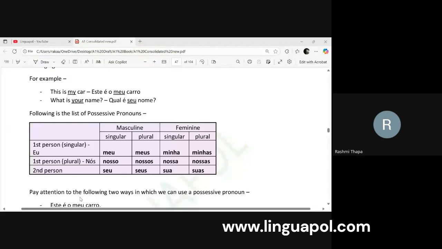So what are possessive pronouns? What do you mean by the word possessive? Something that belongs to a particular person, like me or someone else. Right. Can you give me an example? Like, this house is mine. Okay, that car belongs to me.